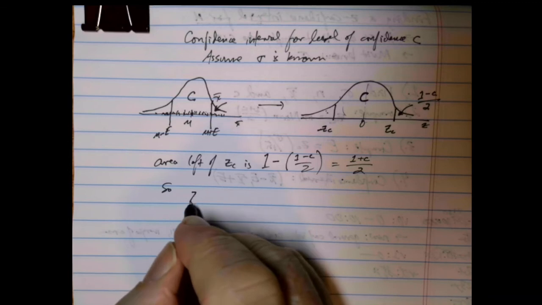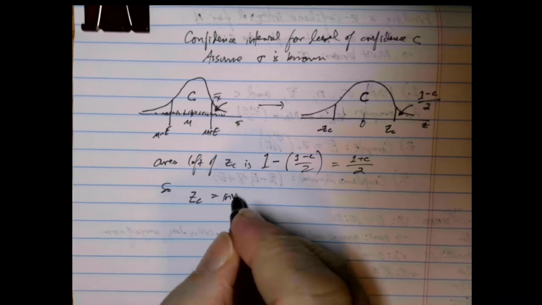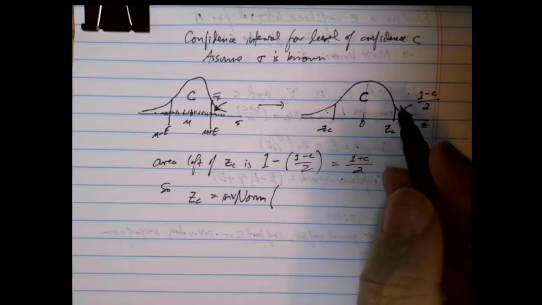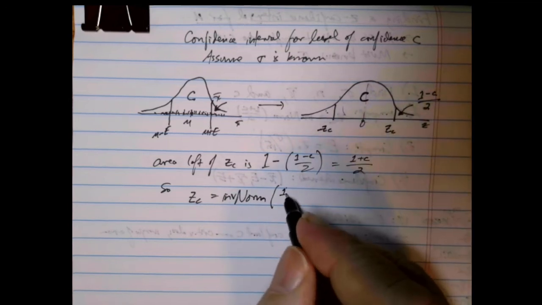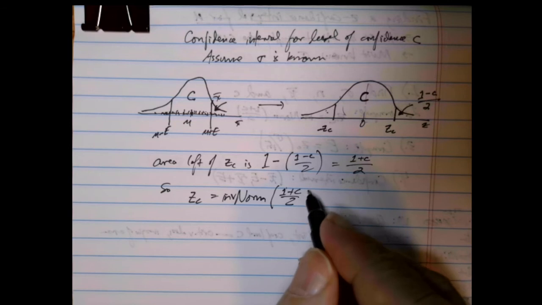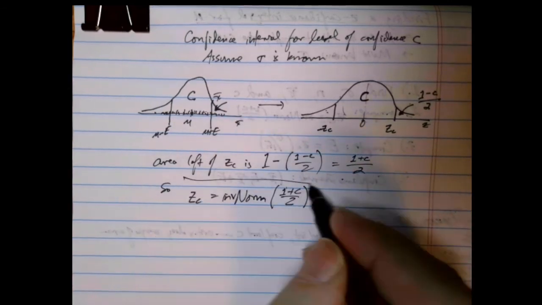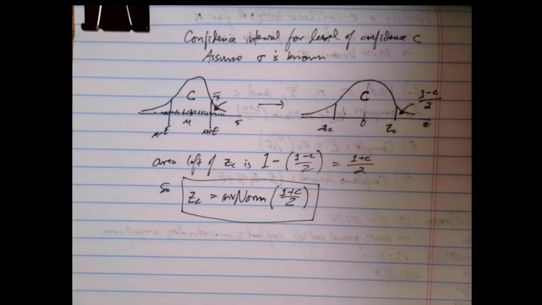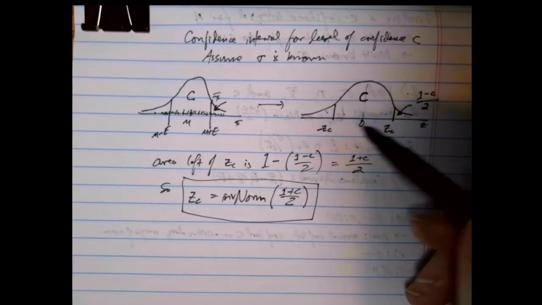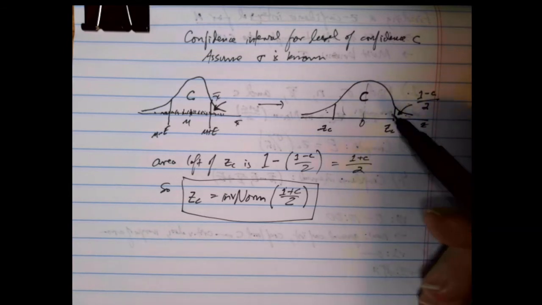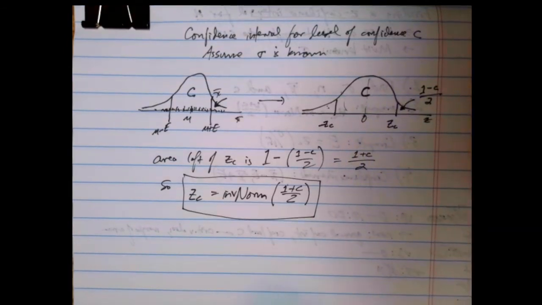So z sub c is invNorm of, this is the standard normal, right? (1 plus C) over 2, comma 0, comma 1, if you like to do that. Okay, that is how you figure this thing out. These are called the critical values. I'll write that down in a second. These are the critical values for confidence level C.